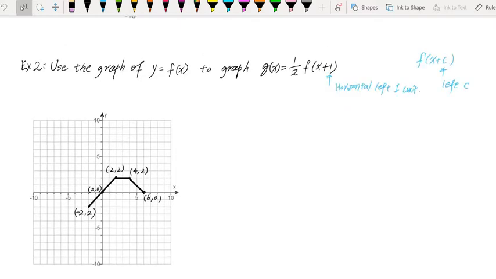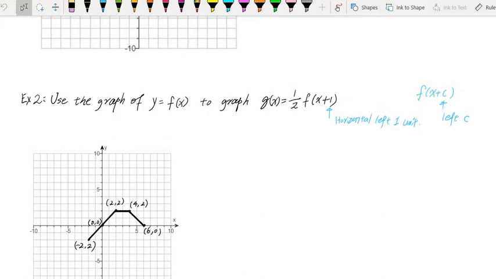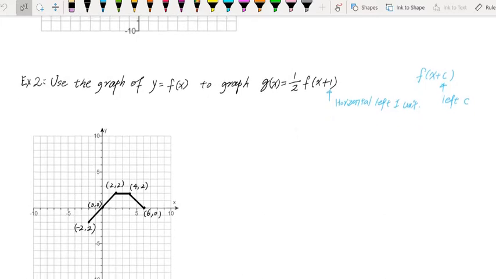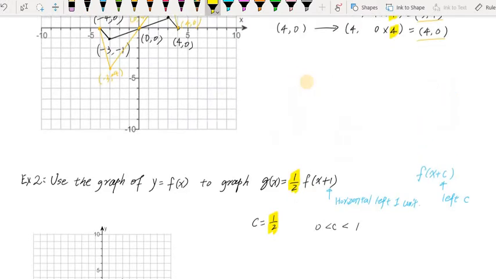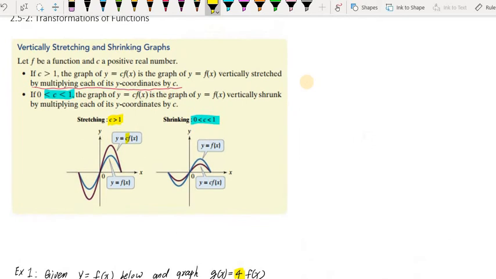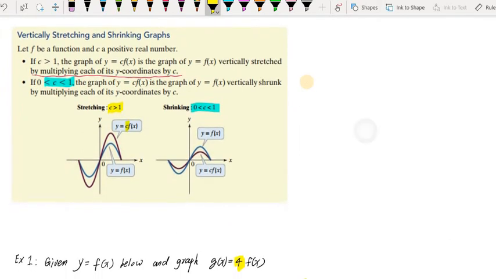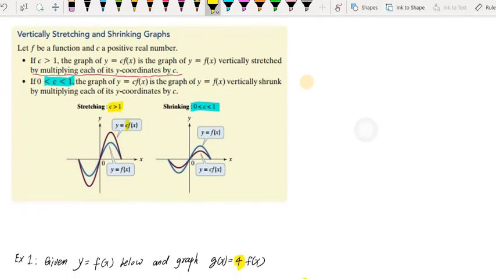From the previous lesson, we have moving left c units, horizontal left 1 unit in this case. Then we look at the 1/2. Here we have c equals 1/2. That means my c is between 0 and 1. So go back and look at the rule again. We said if our c is between 0 and 1, this should be vertically shrunk.